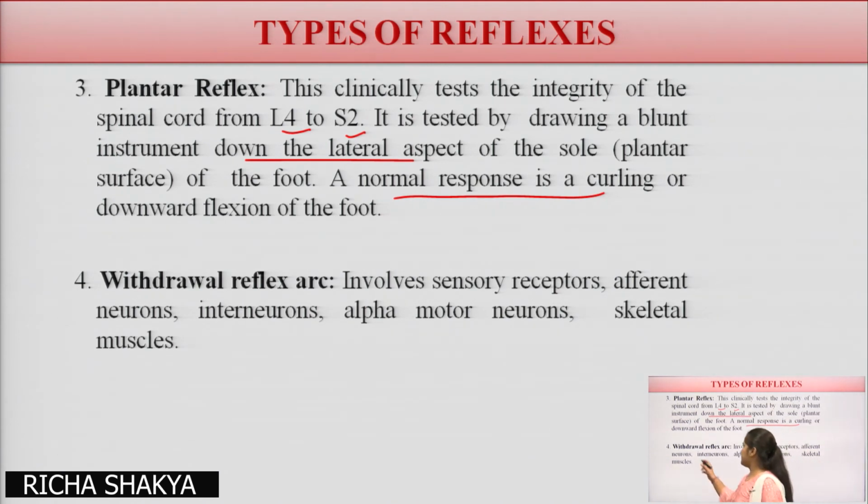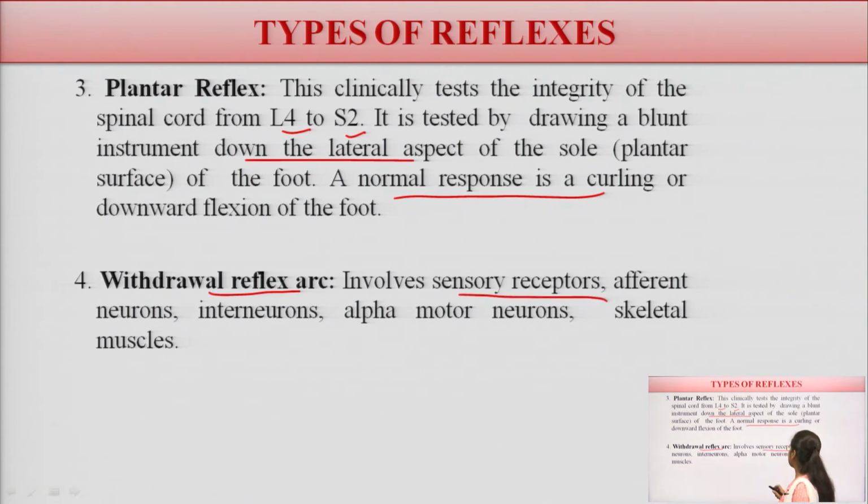Now, the withdrawal reflex involves sensory receptors, afferent neuron, interneuron, alpha motor neurons and skeletal muscles. So, for the withdrawal reflex action, there are various types of neurons involved in that particular reflex.